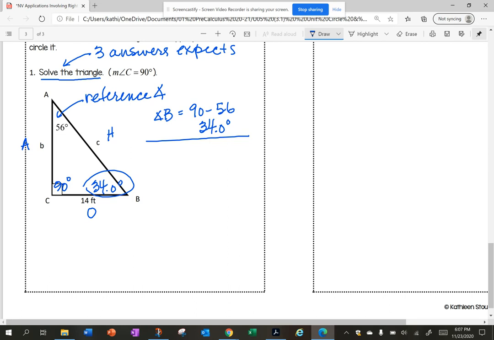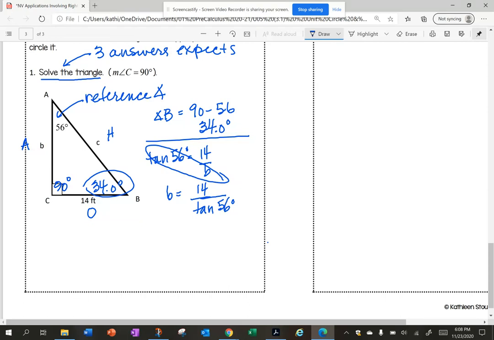So when I am using the reference angle and I'm using 14 and side B, that would tell me I'm going to use tangent because I'm using opposite and adjacent. So I'm going to say the tangent of 56 degrees is opposite 14 divided by side B. So B and tangent of 56 are logically equivalent. So I'm going to switch them. So I'm going to say B equals 14 divided by the tangent of 56 degrees.